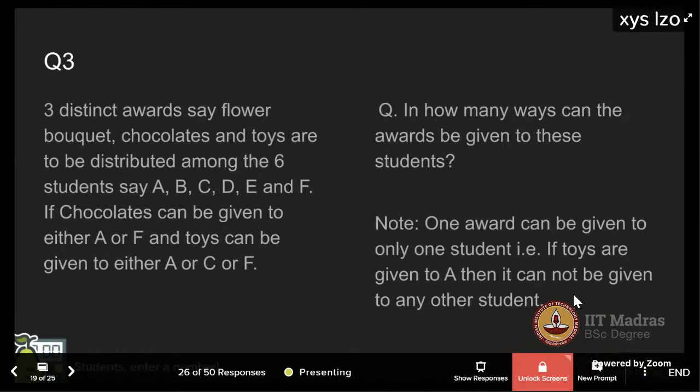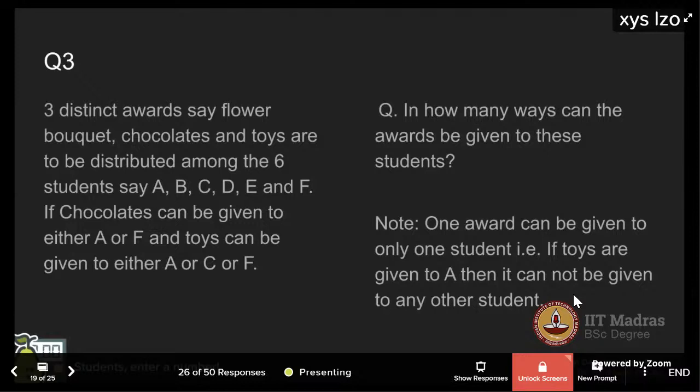Awards are flower, bouquet, chocolate, and toys. So it's possible for all 3. It's just an example. That is, if toys are given to that student, it cannot be. These statements restrict simultaneous activities. Yeah, so the cases need to be added up. You have to check these conditions, whatever is given in the question. If this condition changes, the solution will change.